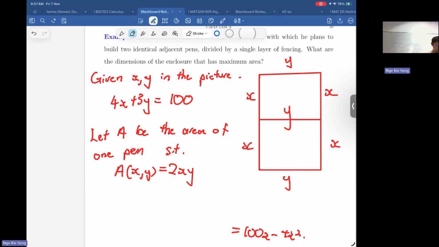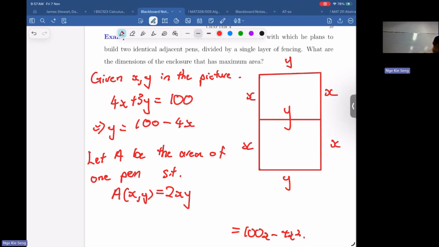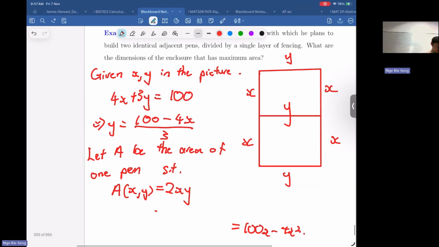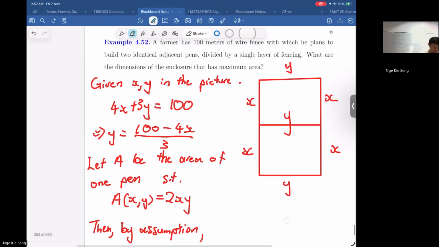Okay, so we cannot directly substitute. Can we? I think we can, because it's just divided by 3. It's not a square, so I think it's fine. So y is equal to (100 minus 4x) over 3. It's not as nice, but still substitutable. So then, again, by assumption.